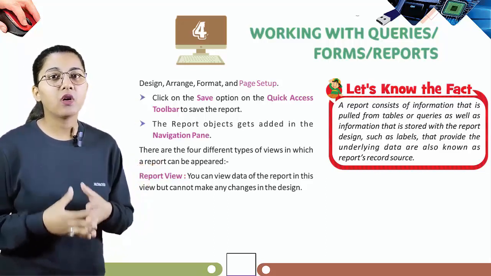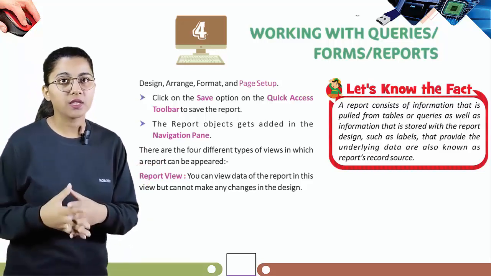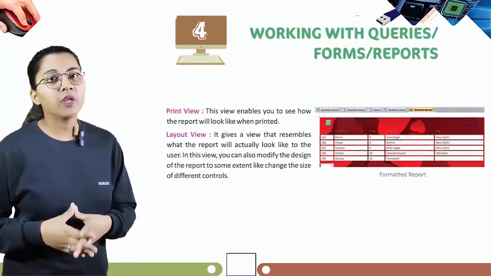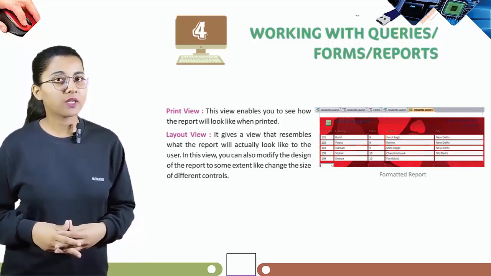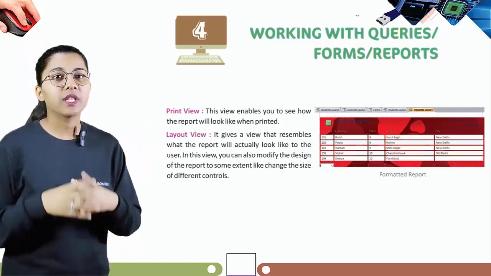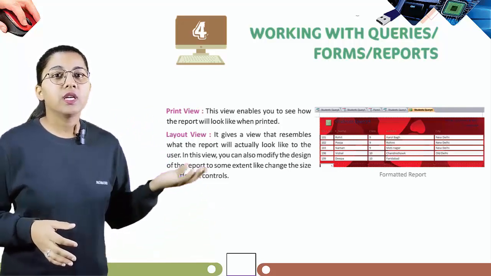You can view data of the report on this view but cannot make any changes in the design. Second, print view. This view enables you to see how the report will look when printed. Then third, layout view. It gives a view that resembles what the report will actually look like to the user.